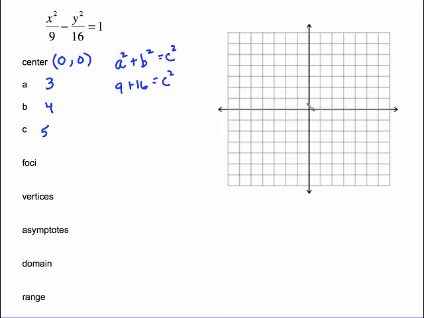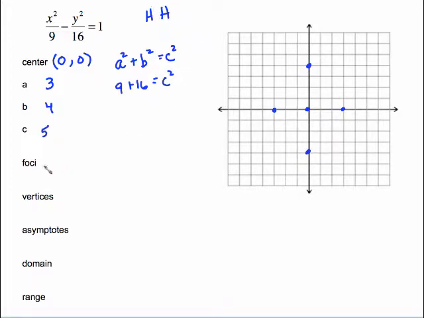And right now I'm going to go to the graph. Center 0, 0. A is 3, 3 in either direction here. B is 4. It is a horizontal hyperbola because the x squared came first. Don't look at the size of this and think it's vertical. It is a horizontal hyperbola.